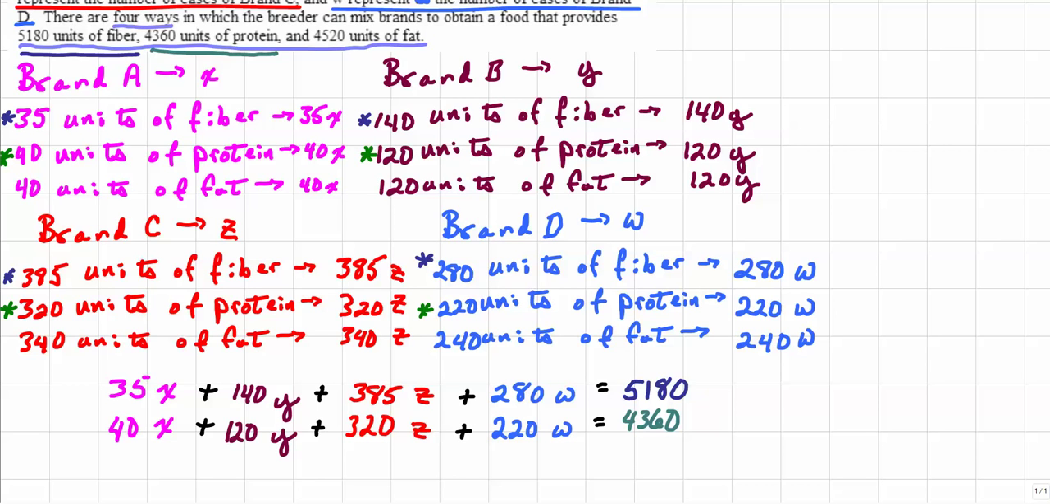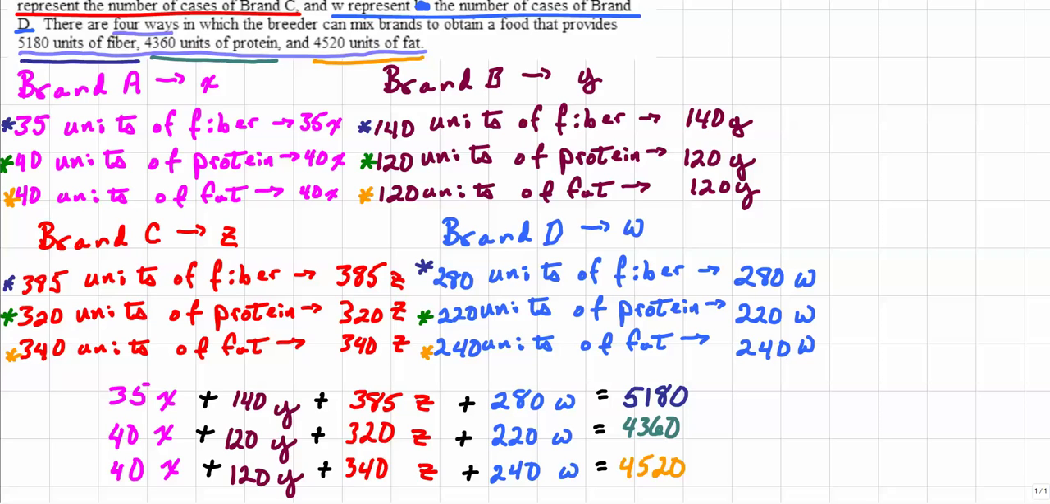Now we're going to build an equation that will represent units of fat, and that's going to be equal to 4,520. Then we'll assign the 40 units, the 120 units, the 340 units, and the 240 units to this next equation. And we see that the last equation is 40x plus 120y plus 340z plus 240w is equal to 4,520.